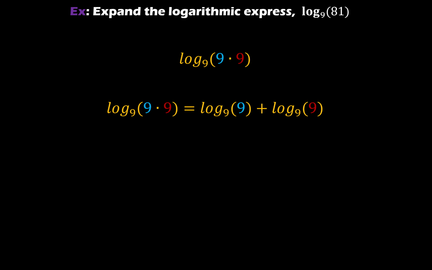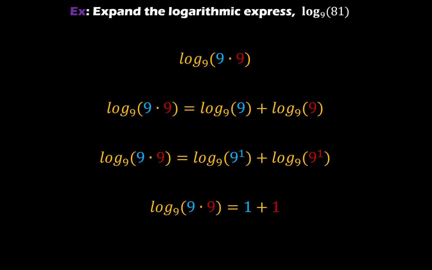Once I use the product rule, I'm left with the log base 9 of 9 to the first power. Then, using the inverse property that we learned from the last video, we know that we can cancel out the two bases if they are the same. This leaves us with just 1 plus 1.